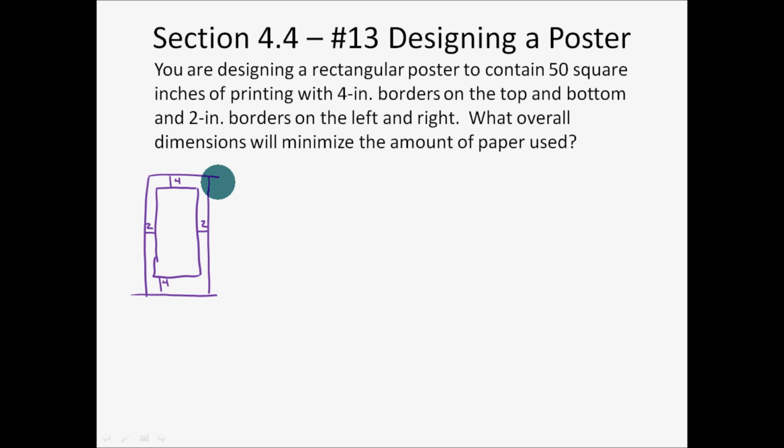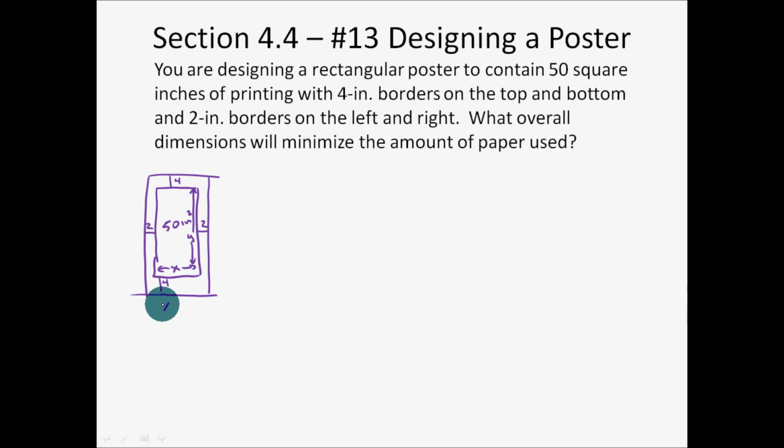Now let's figure out where these other numbers are. We have this 50, right? That's the area of the inside poster part. What we need to do is figure out the overall dimensions, so the base and height of the whole thing, that will minimize the paper used. We know the borders, but we don't know this width and the height. We don't know those values, so I'm going to label them as x and y. Remember, we know the inside is 50 inches squared, but what we're concerned about is the whole thing, including the border.